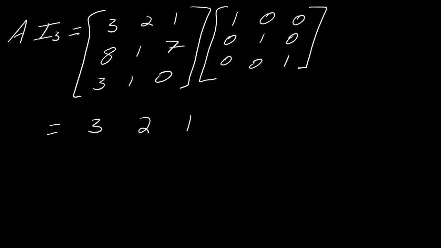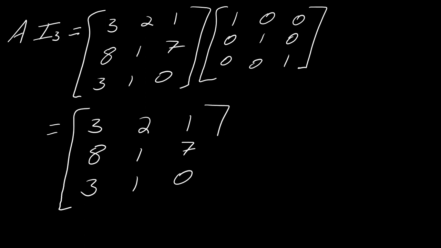Okay, so I've got this row times this column, so it's going to be 8. This row times this column just leaves me with the 1. This row times this column will just leave me with the 7. And for the last row, you should have gotten 3, 1, and 0. This is what makes the identity matrix what it is. When you multiply a matrix by the identity matrix, you just get back your original matrix. That is what is important about the identity matrix.